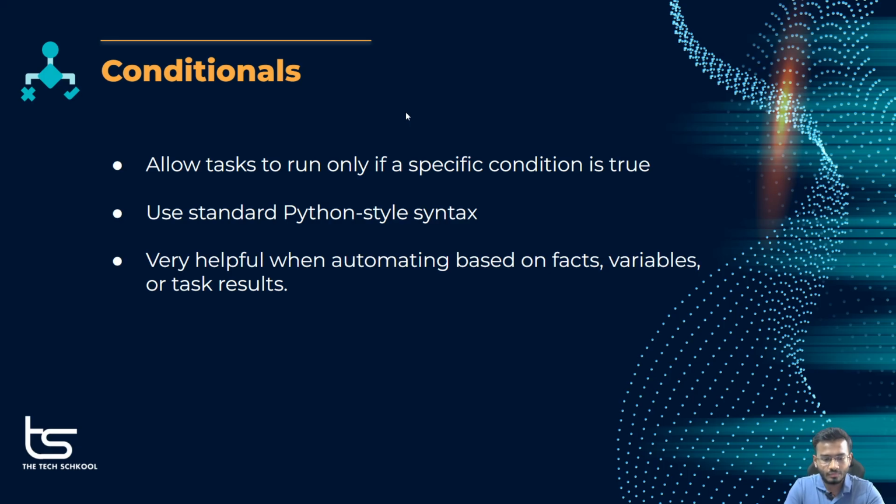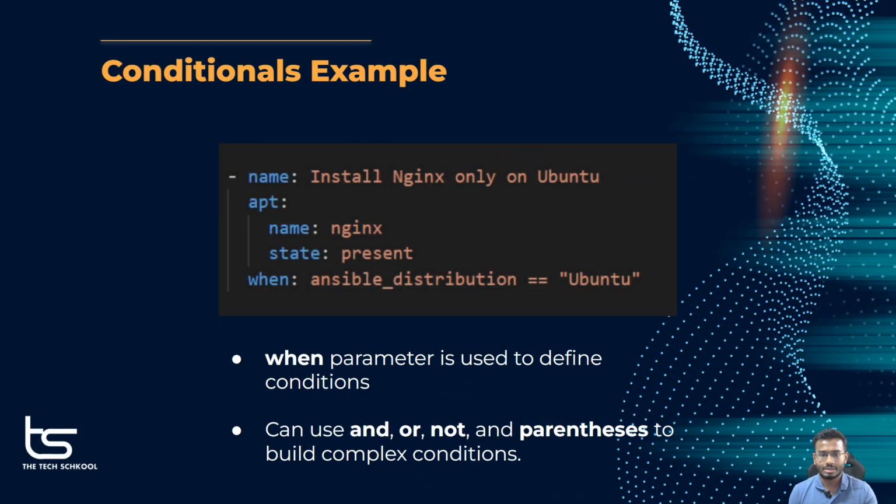So you guys must be well aware about the if-else statements that we use in common programming languages like C++, Java, Python, etc. So conditionals here in Ansible serve the same purpose. It specifically allows tasks to only run if there is a specific condition that is true. It uses the same Python style syntax, which is very helpful for us to automate based on facts, variables, or task results. So let's look at an example, so you will understand it better.